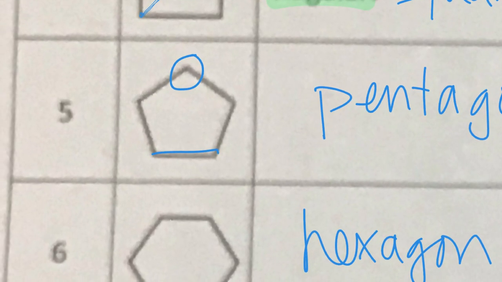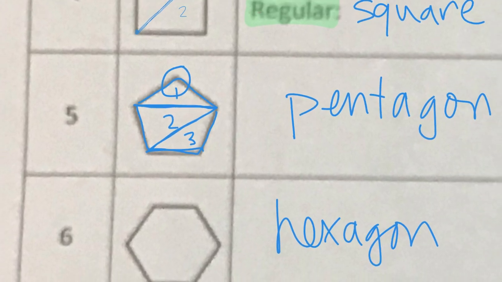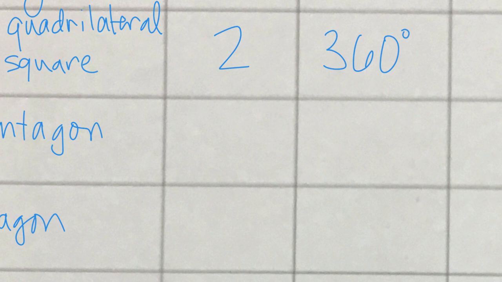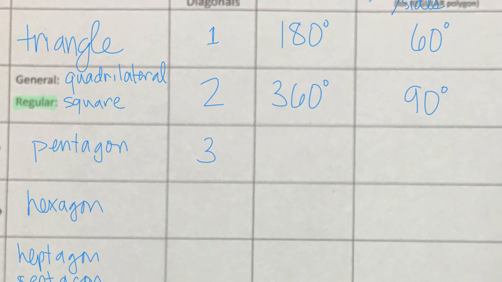So if I draw in my diagonals from the same vertex, how many diagonals? 2 diagonals. How many triangles do we see? 1, 2, 3 triangles in a 5-sided figure. So 3 times 180 is? Excellent math skills, 540. So all the angles add up to 540 for a pentagon.